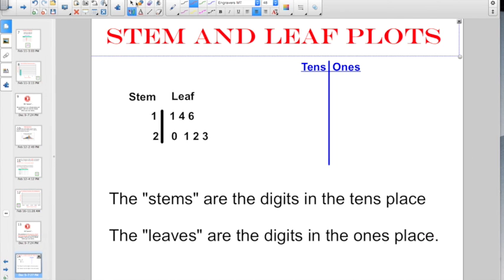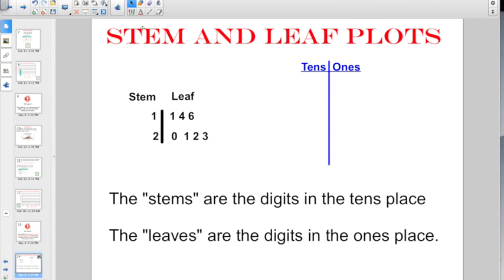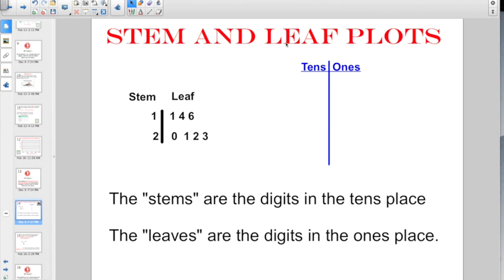All right, welcome back. Time for a whole new concept. I'm not sure if you've seen these before. We're going to start talking about stem and leaf plots. The way stem and leaf plots work is the stems are the digits in the tens place. The leaves are the digits in the ones place. Let me explain what we mean.